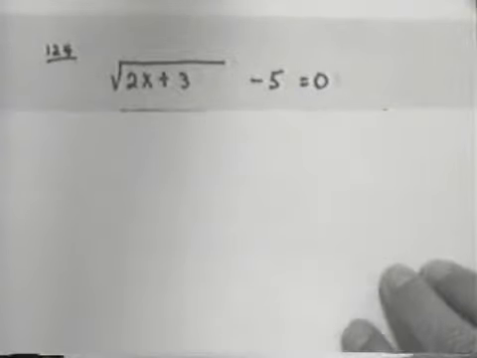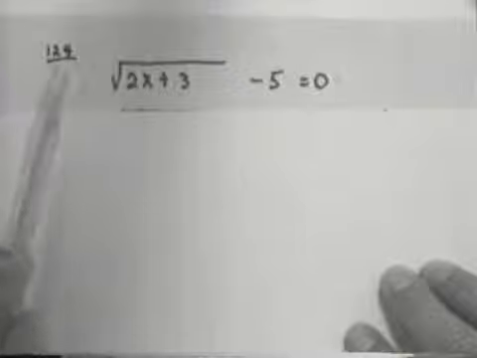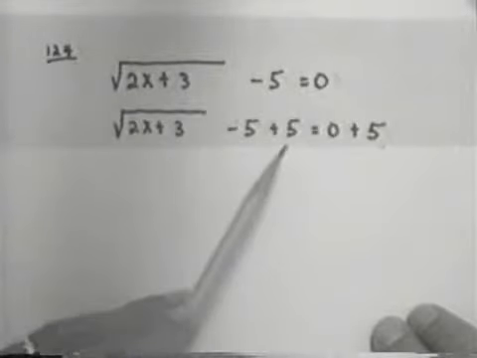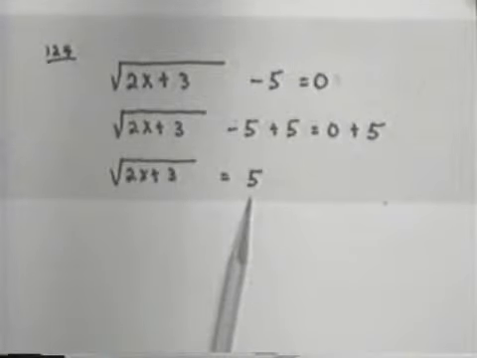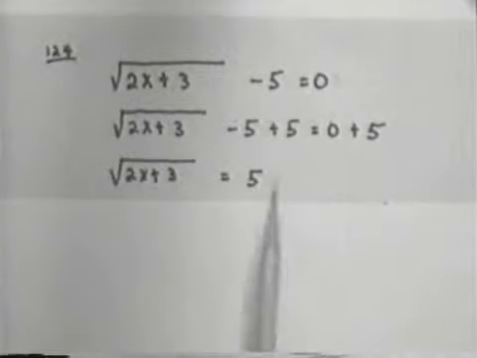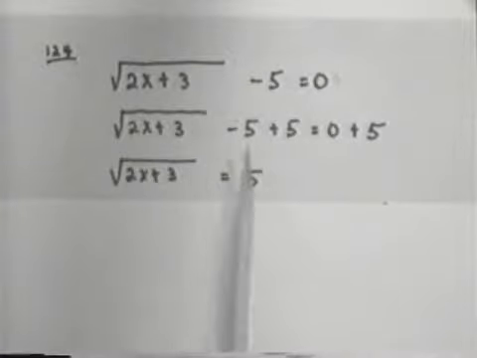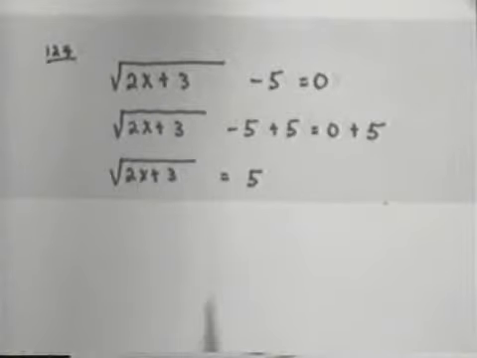Now, let's solve the radical equation. The square root of 2x plus 3 minus 5 is equal to 0. The first thing I want to do is to get the radical by itself. So I'm going to add a positive 5 to both sides to get the square root of 2x plus 3 is equal to 5. To get rid of a negative 5, I need to use a positive 5. So I added a positive 5 to both sides. The negative 5 and the positive 5 will cancel from the left side to leave me with the square root of 2x plus 3. The 0 plus 5 gives 5 on the right.